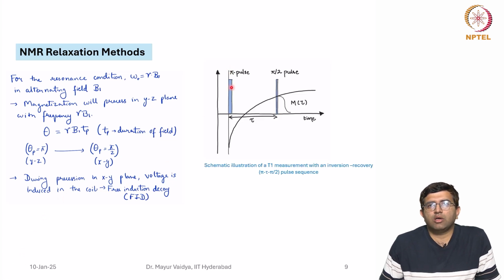So this is the pulse here, and for a time tau you apply it, and then this is now a pi by 2 pulse, and this is the magnetization which is written as M tau.